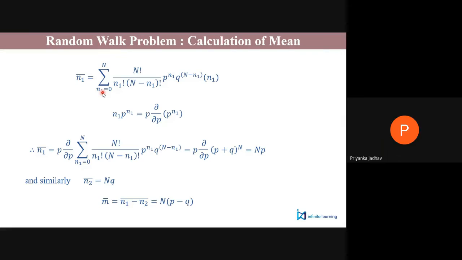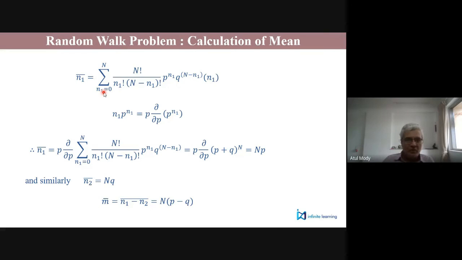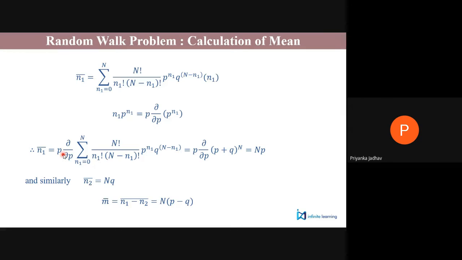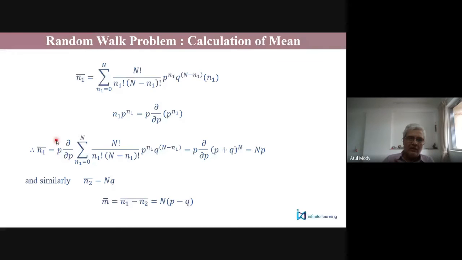Yes. Now, my summation is with respect to n1 and not with respect to p, which means this operation of p times dou by dou p can be moved outside the summation sign. So once I move this, inside I'm left with only p raised to n1. Okay, I got it. And this summation is p plus q raised to n. So everything should be okay. Very good. So I'm moving to the next slide.